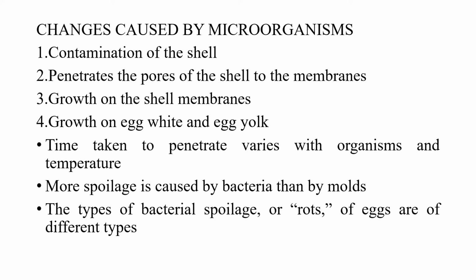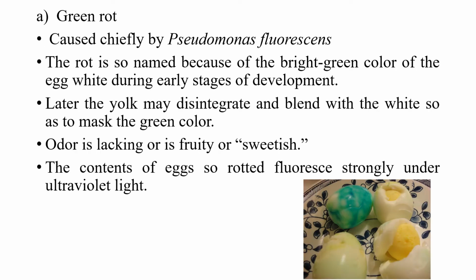The time taken to penetrate will vary with the organism and also the temperature. Most spoilage is caused by bacteria compared to mold, and the types of bacterial spoilage, or rots, of eggs are of different types, caused by different species of bacteria. First, we will see the different types of bacterial rot.